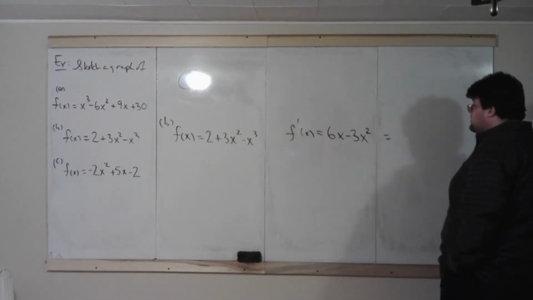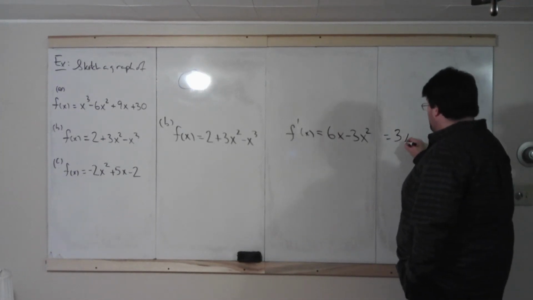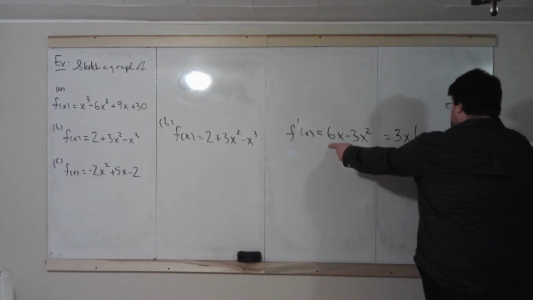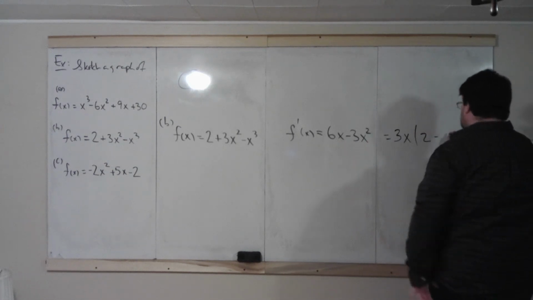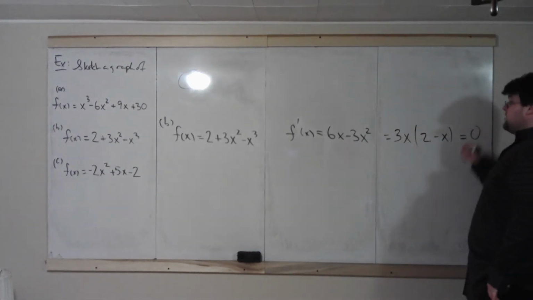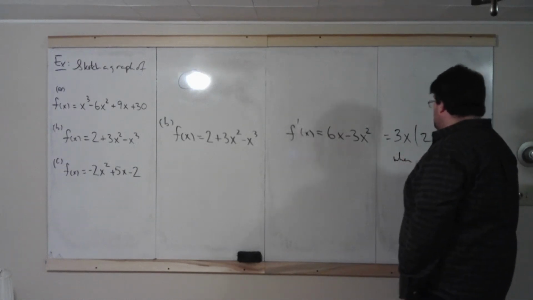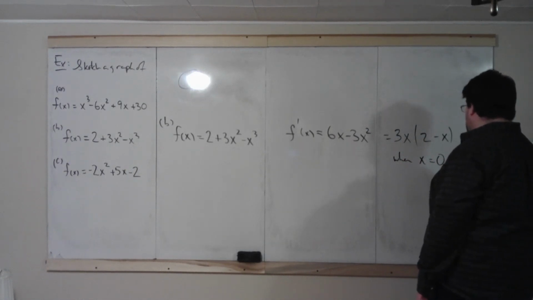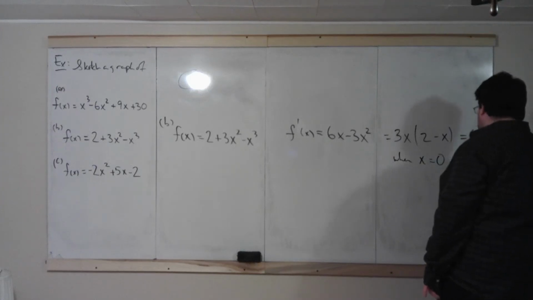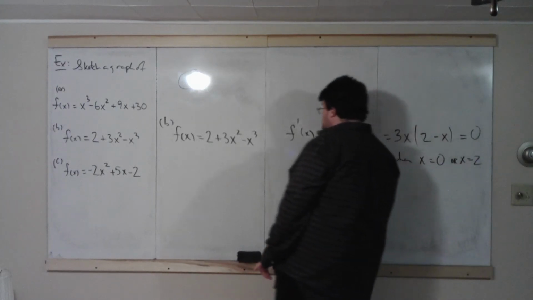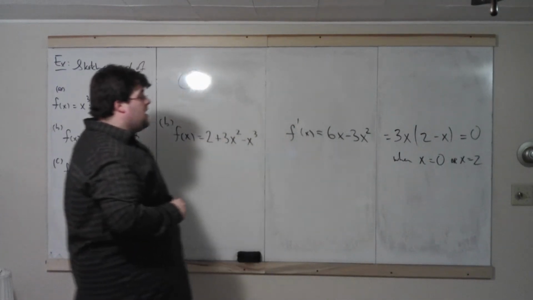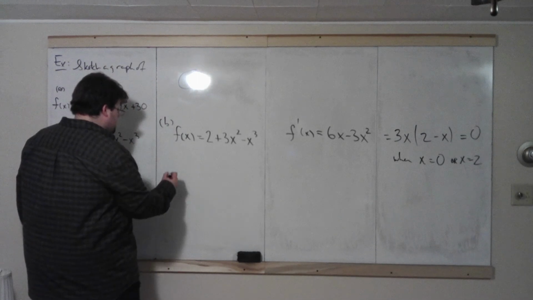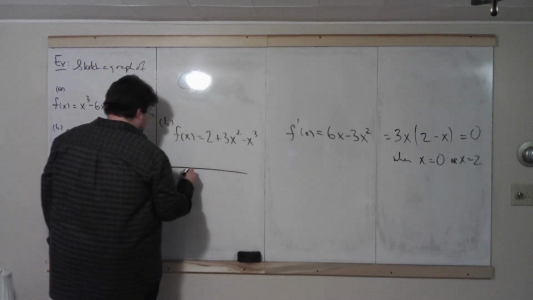We can first factor it a little. We can pull a 3 off of everything. We can pull an x off of everything. We're left with a 2. We're left with a negative x. And when is this 0? Well, it's 0 when 3x equals 0. It's also 0 when x equals 2. So now we have points 0 and 2 for our first derivative.